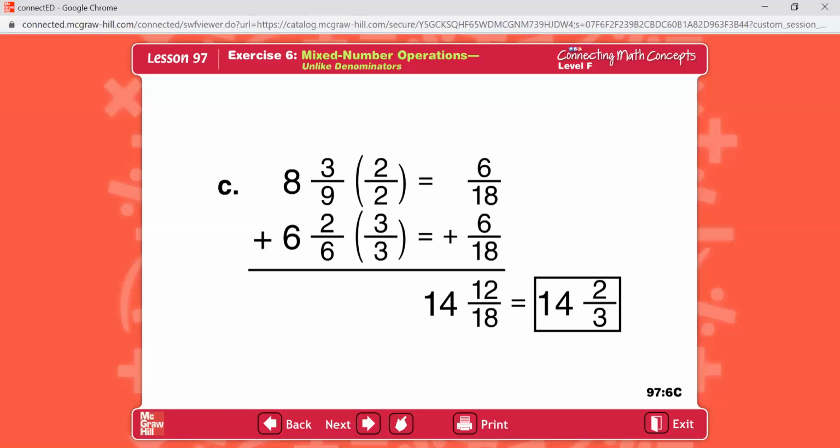You rewrote the problem so both fractions had denominators of 18. The simplified answer is 14 2/3. 12 and 18 can both be reduced. You can divide 12 and 18 both by 6, giving you 2/3. Now find part 4 in your textbook.